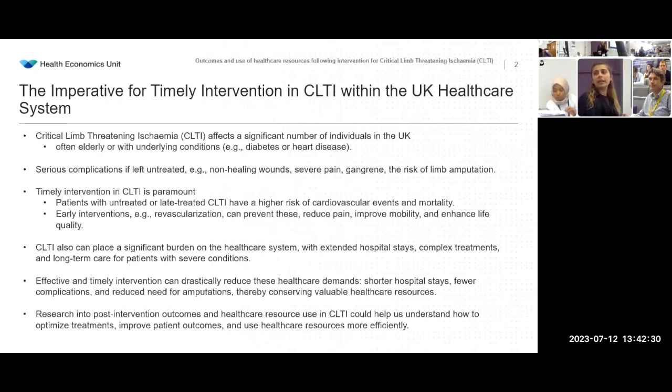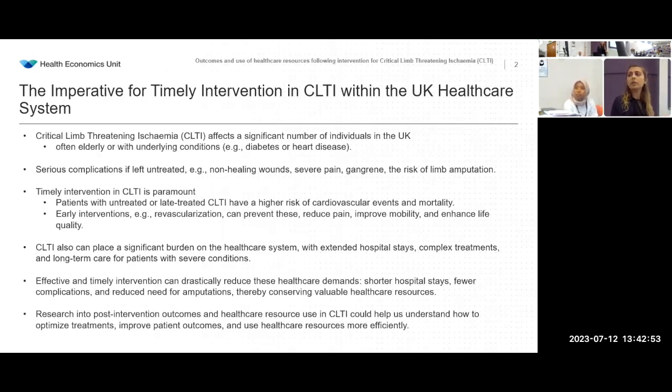Both untreated and late treated CLTI is also associated with increased risk for cardiovascular events and mortality, while timely interventions such as revascularization can prevent this, reduce the pain, improve mobility, and in general, the quality of life of the patient.